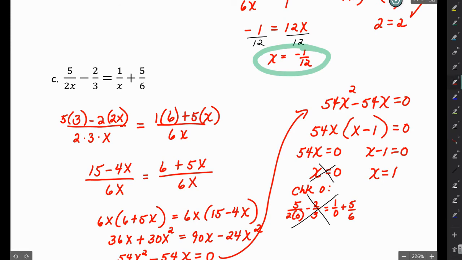Now let's check 1. And we get a value of 11.6 equals 11.6, and that does work. So we know that a solution is definitely x equals 1.